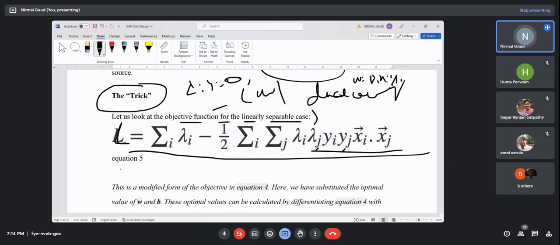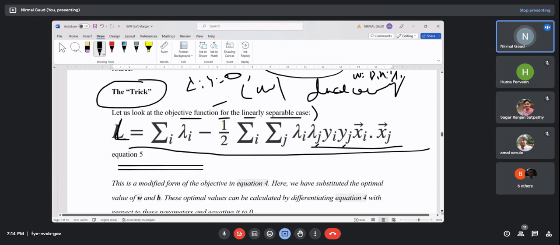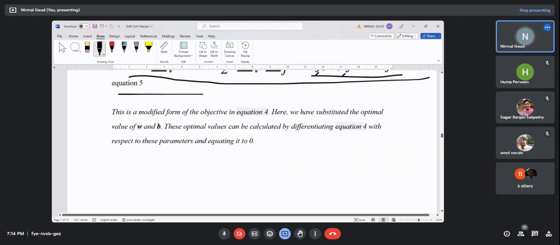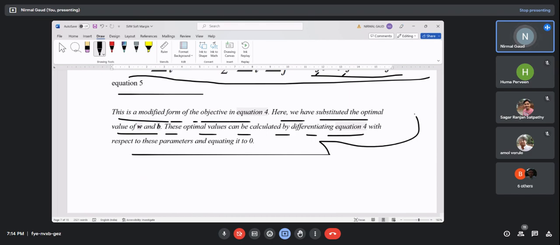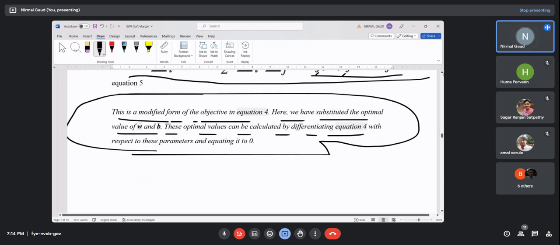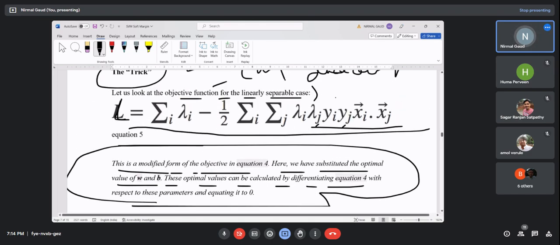So they said, okay, this is certainly an equation, and what next? This is the modified form of the objective equation. Here we have substituted the optimal values of w and b. The optimal values can be calculated by differentiating, which we have already done. Then we got this particular value after the complete solution, the dual optimization. We got this result by putting in all the values of w and so on.